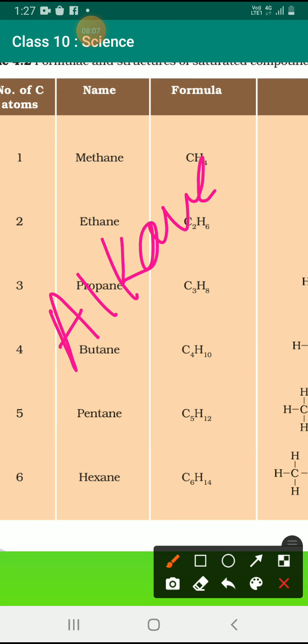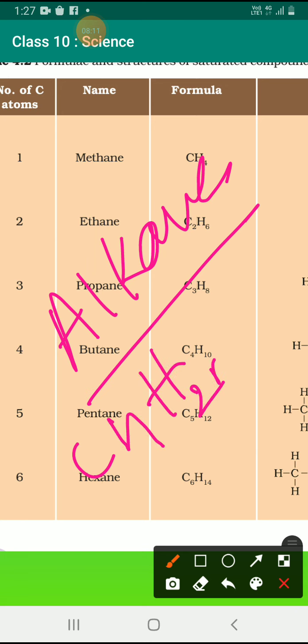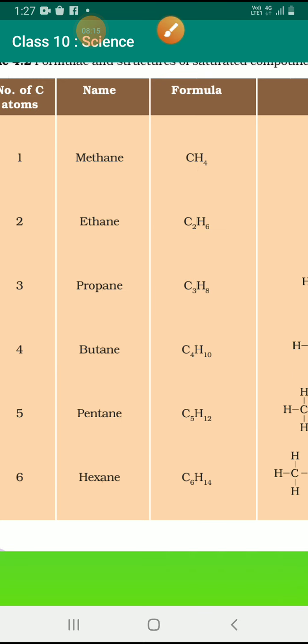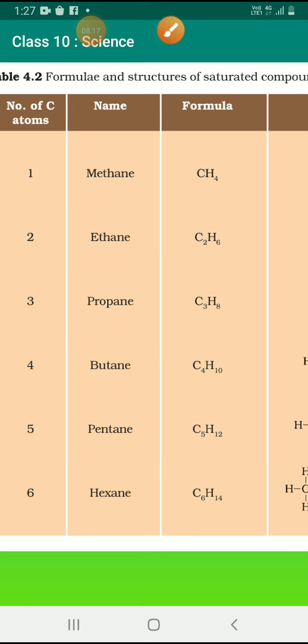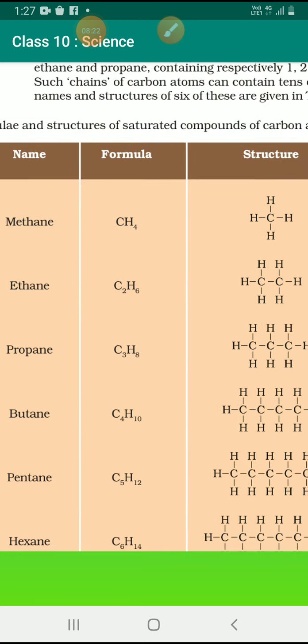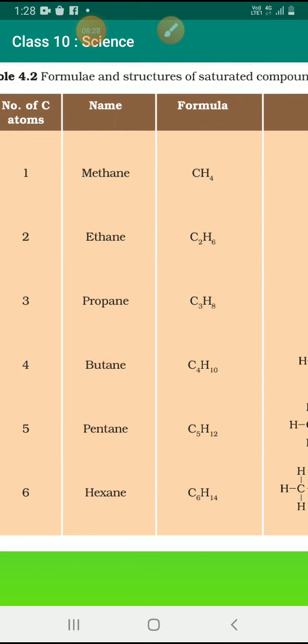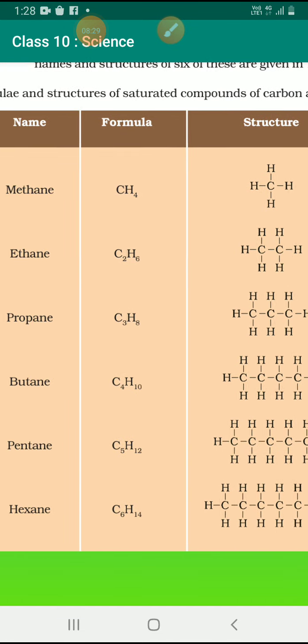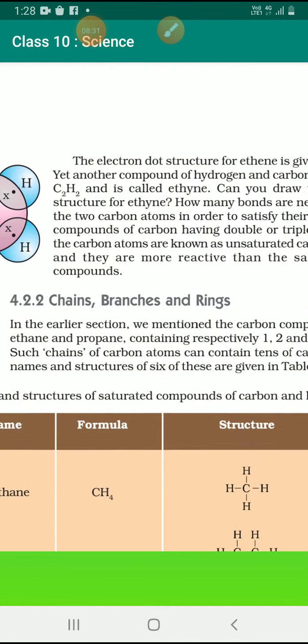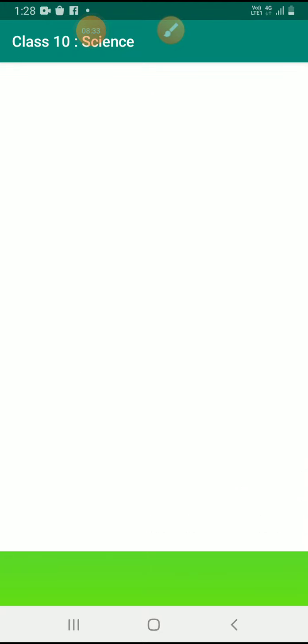Alkane with the general formula CnH2n plus 2. Got it? So you just write the formula CnH2n plus 2. In that, first you put the n value as 1, so you get CH4, right? When you put the n value 2, you get C2H6. How will it be? I'll show here once again. We'll calculate and see.